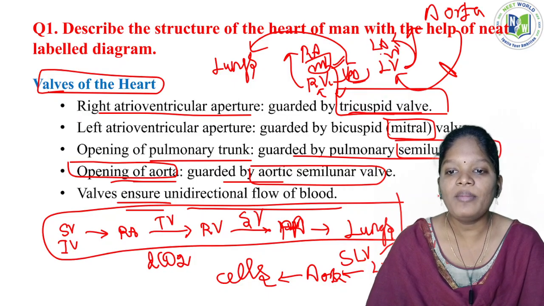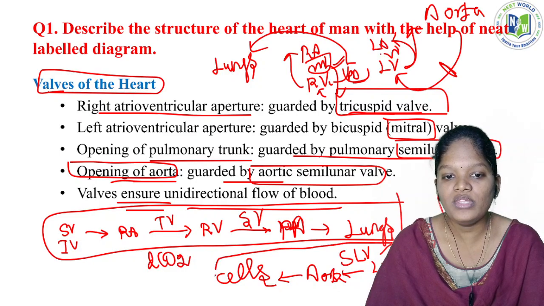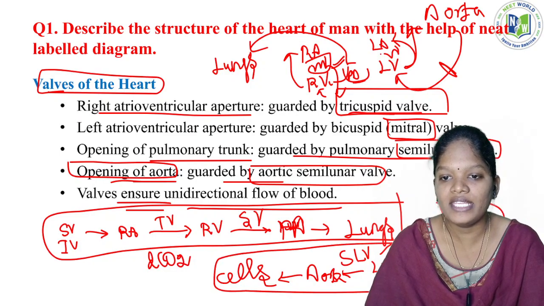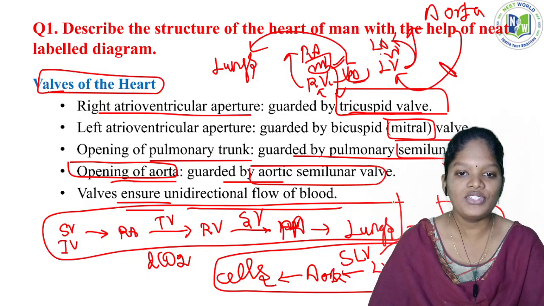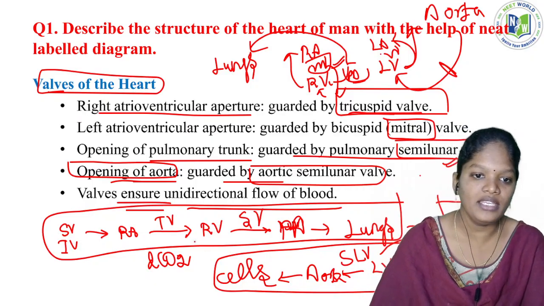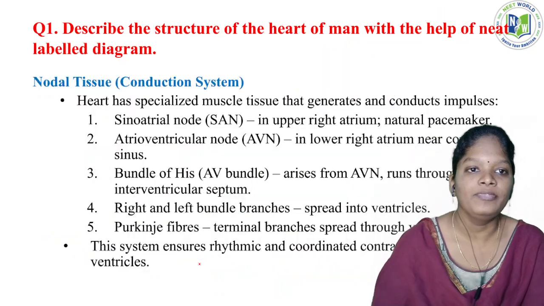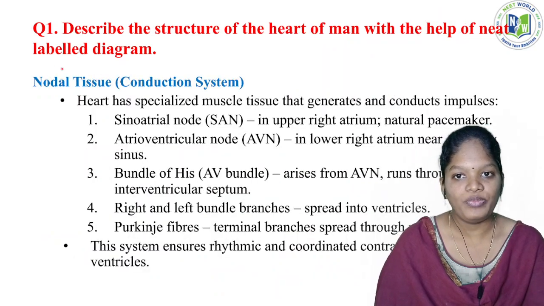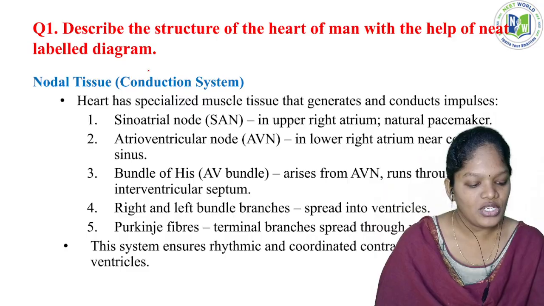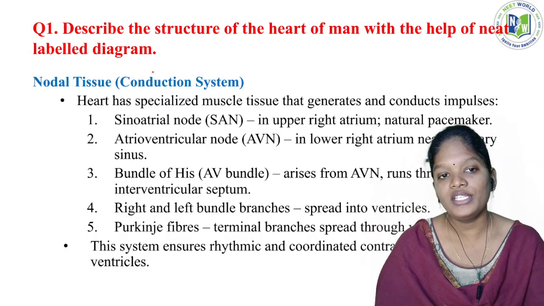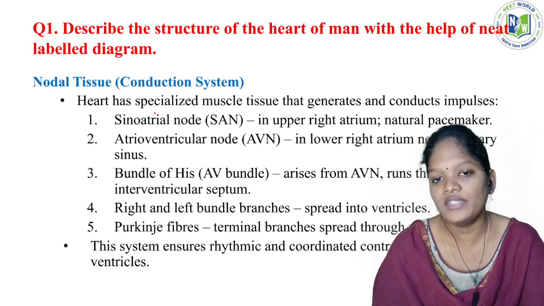Okay, so from the pulmonary veins to the cells, everybody will be taking the oxygenated blood. This is an important thing, just keep a note of it. Fine. Now, nodal tissue. This is the conduction system of the heart, and we have nodal tissue. And what is the function of this nodal tissue?